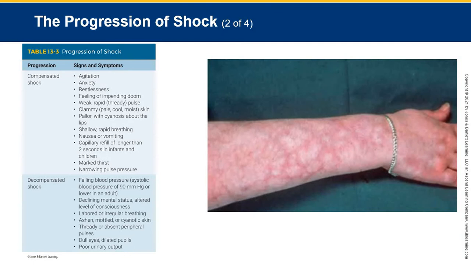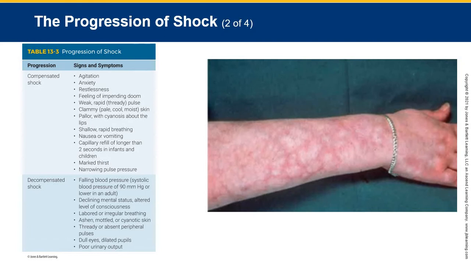Now, in decompensated, the first thing you're going to see is going to be a low blood pressure. So generally, it's going to be one that's below 90 millimeters of mercury systolic in adults. They're going to have declining mental status, altered mental status because of the low blood pressure. They're going to have labored or irregular breathing. At this time, their skin can be ashen or mottled. So mottled is splotchy skin. It's going to be this picture that's on the right here, so you kind of know what it looks like. You've maybe seen people like this before, but in decompensated shock, when it's not normal, it's going to be a bad sign.